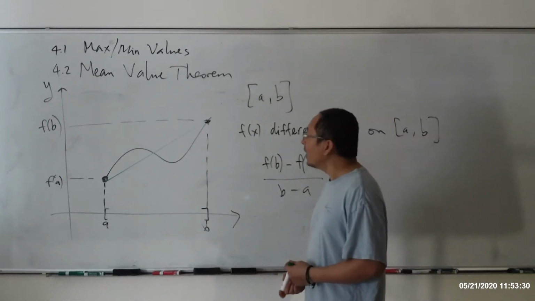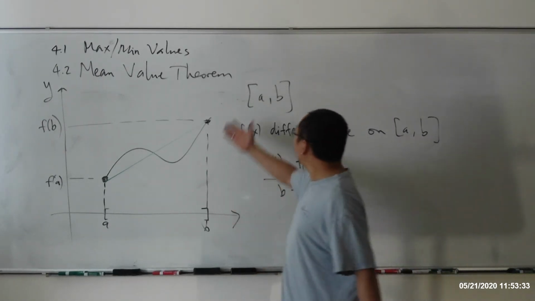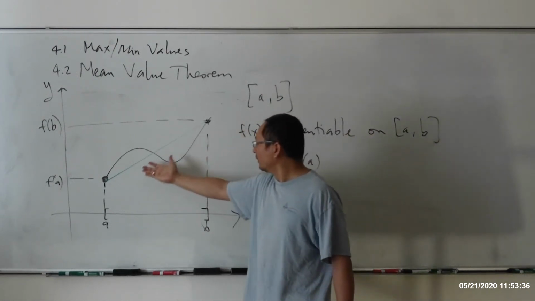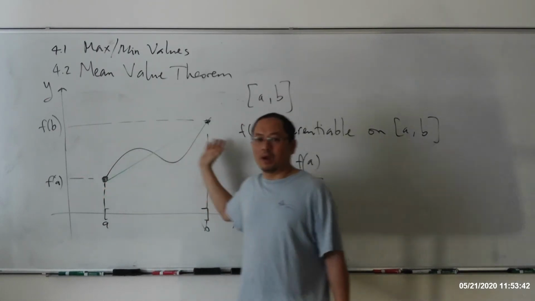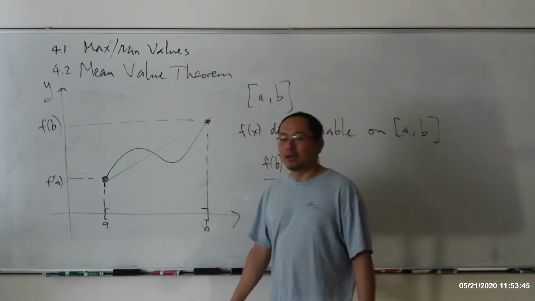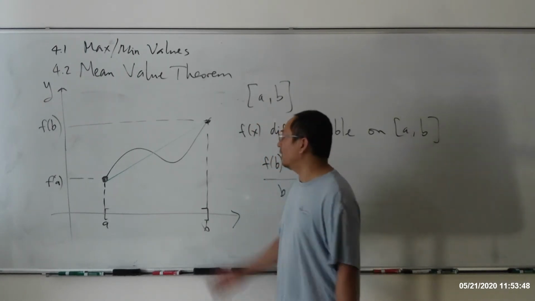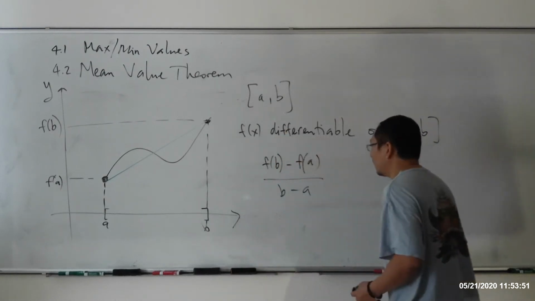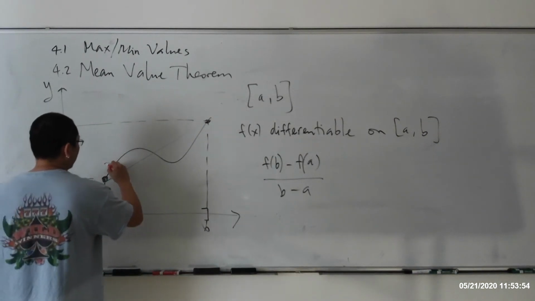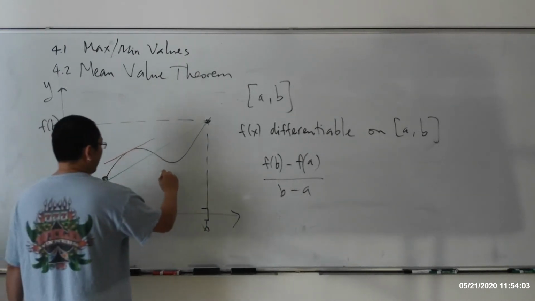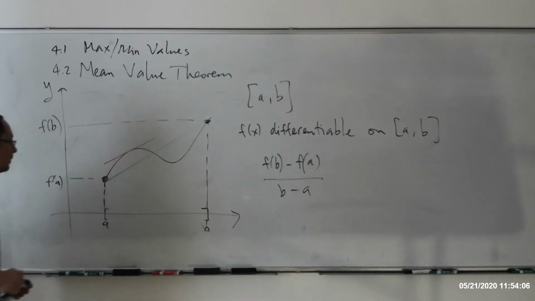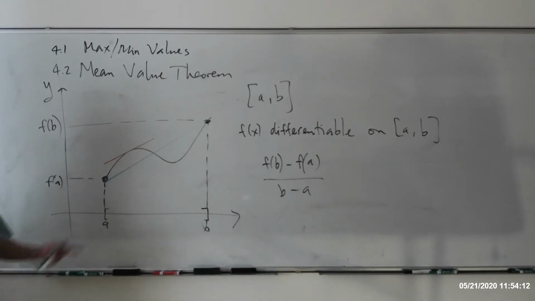Okay, now let's get to the theorem. The theorem says this: if the function is continuous and you are able to take the derivative, then for sure you can always find a tangent line somewhere between point A and point B such that the tangent line is parallel to that secant line. You can always find one. It doesn't mean that you're going to have exactly one all the time. You may have more than one. In this particular example, you may have another one right here. You can always find a tangent line that is parallel to the secant line.